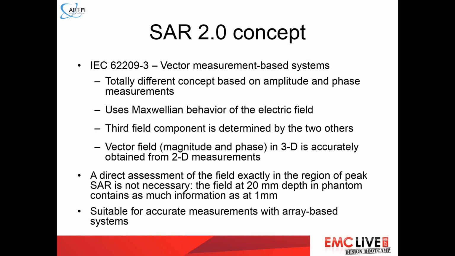One of the very good things with those kinds of techniques, which are state-of-the-art in near-field characterization of antennas and more recent in the SAR field, is that as you can use more sensitive probes and have amplitude and phase information, you don't need to probe the field in the region where you want the SAR. You can probe much further, because the field, when measured in amplitude and phase, contains as much information at, say, 20 millimeters from the phantom surface as when measured at 1 millimeter. So it's particularly suitable for accurate measurements with array-based systems.